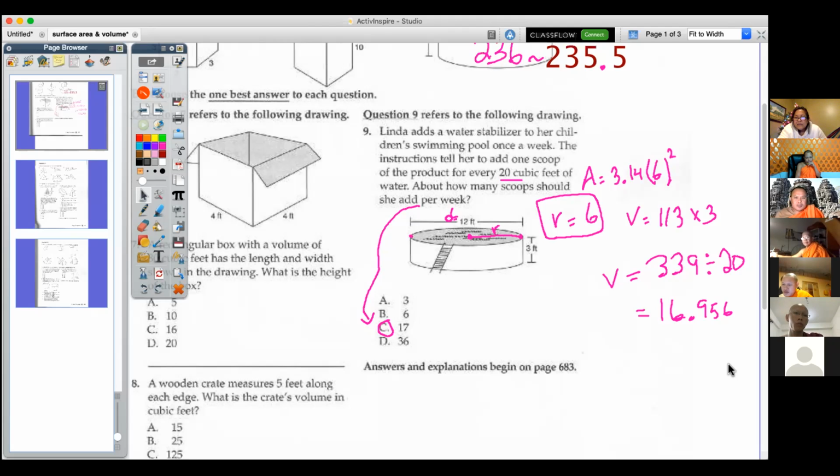The answer and explanation begin on page 683. Read the problem right here. The instruction tells her to add 1 scoop of the product for every 20 cubic feet, so you have to divide by 20. We just try to find the volume. Okay, the volume is 339. Volume is 339.12. Okay, very good. Excellent job. Now you know how to find the volume of a rectangular prism, square prism, and cylinder.